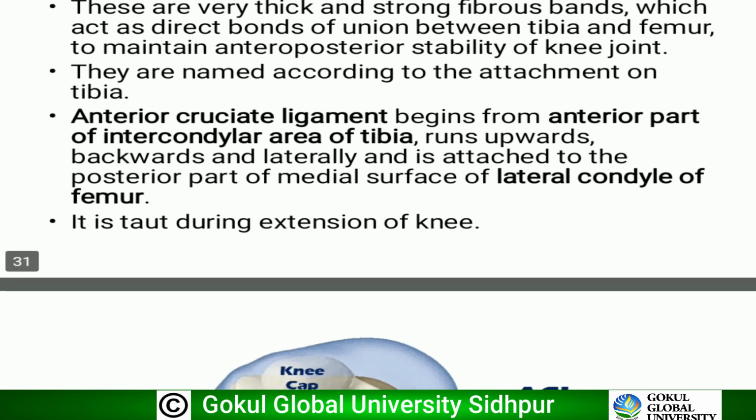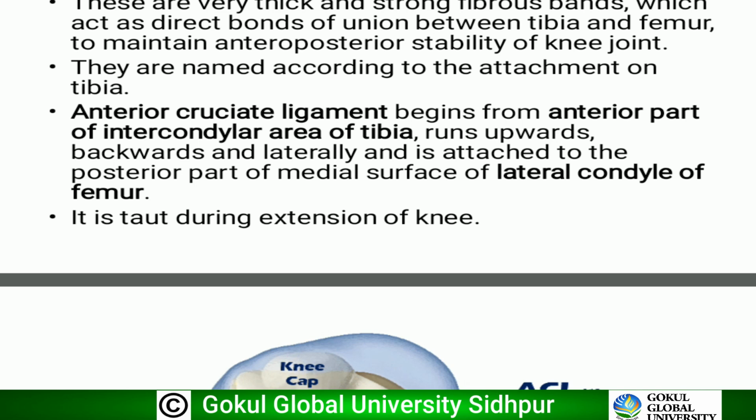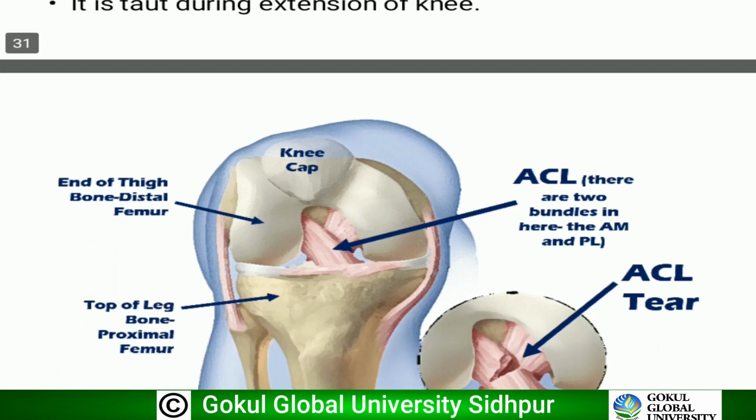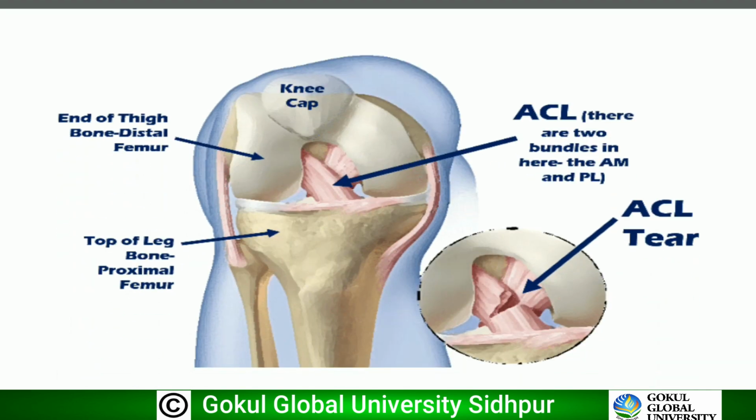ACL begins from the anterior part of the intercondylar area of the tibia, runs upward, backward and laterally, and is attached to the posterior part of the medial surface of the lateral condyle of the femur. It is taut during extension of the knee.